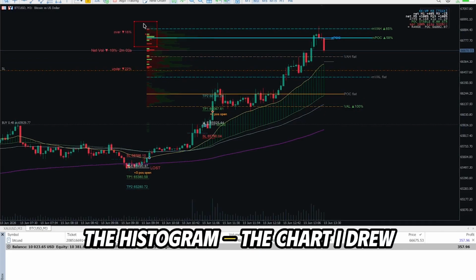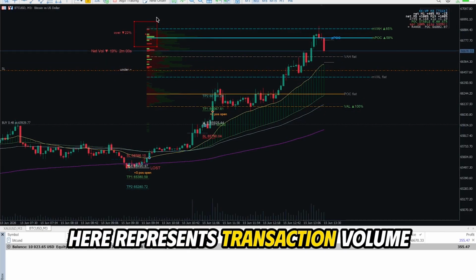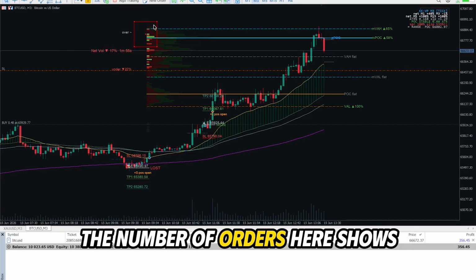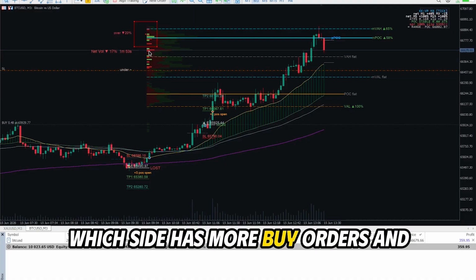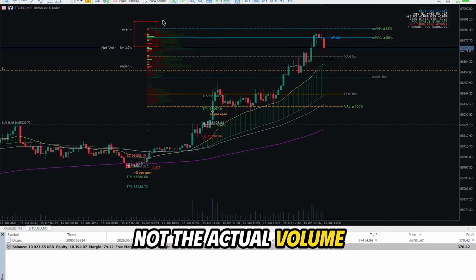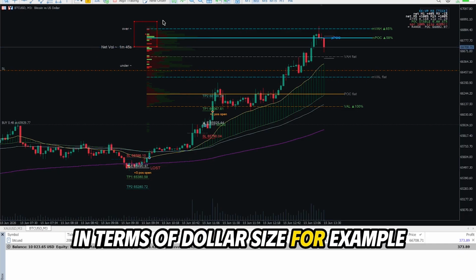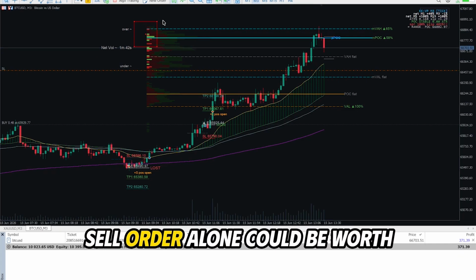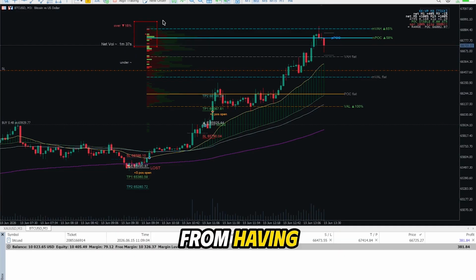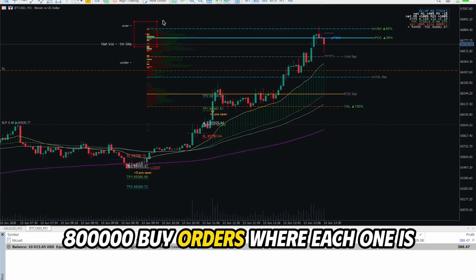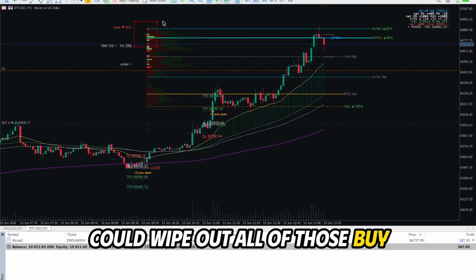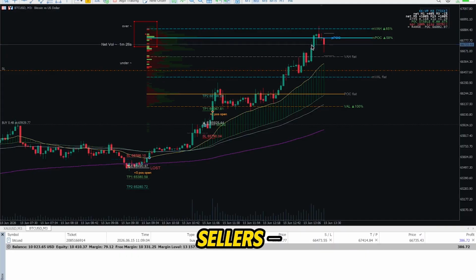Even the histogram, the chart I drew here, represents transaction volume in terms of number of orders. The number of orders here shows which side has more buy orders and which has more sell, not the actual value in terms of dollar size. For example, one sell order alone could be worth $1 million, which is very different from having 800,000 buy orders where each one is just $1, right? A single sell order could wipe out all of those buy orders.